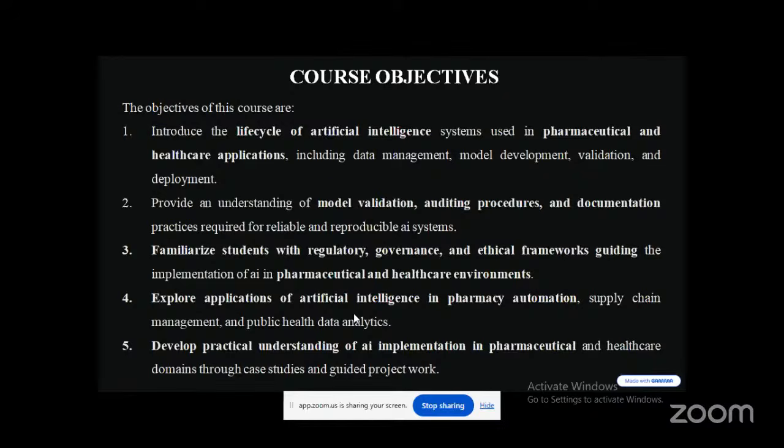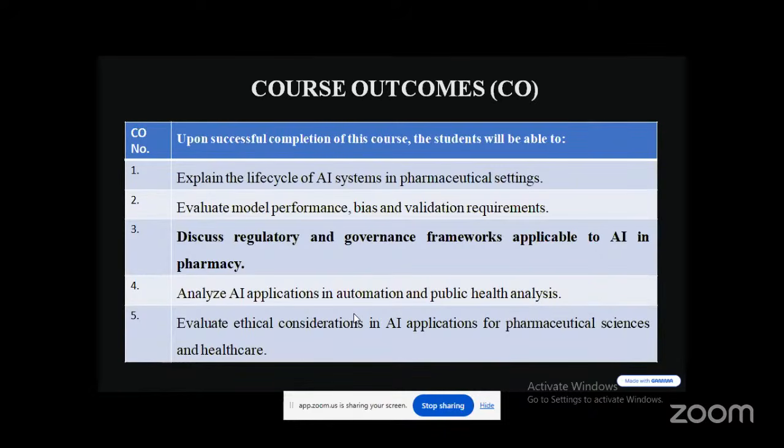The next objective is applications of artificial intelligence in pharmacy automation, supply chain and management. Finally, the last objective is to develop a practical understanding of AI implementation in the pharmaceutical and healthcare domain by studying case studies and projects. These are the outcomes of the course. Students have to map the life cycle of an AI system into pharmaceutical settings, and also cover model performance, bias and validation requirements, and discuss the regulatory aspects. After completing the course, students will be able to understand the regulatory and governance frameworks for AI in pharmacy, analyze its applications in automation and public health analysis, and evaluate the ethical considerations of AI applications for pharmaceutical sciences and health.